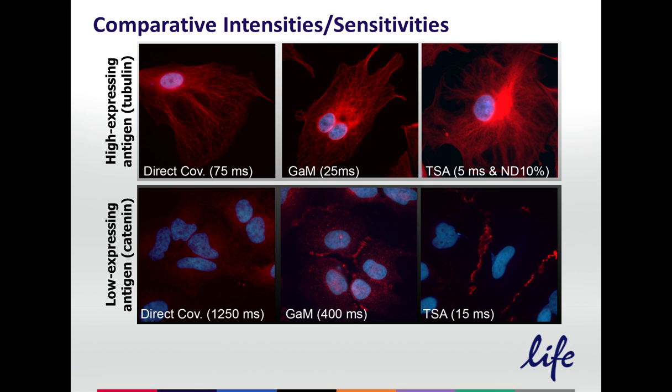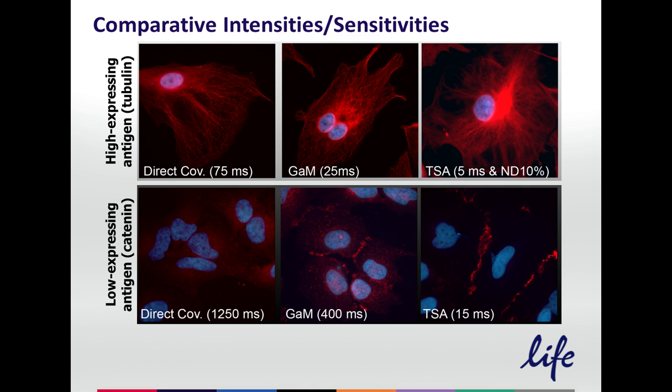However, if you go to a low expressing target, like on the bottom there, in this case alpha-catenin, which is a marker for cell-cell junction labeling, you'll notice that a direct labeled primary on the lower left-hand side doesn't work to detect the antigen above background. You can't even see it in the cell-cell junctions, and you start to see more of the autofluorescence and background at that really long exposure time of 1,250 milliseconds. So that's quite a long exposure.